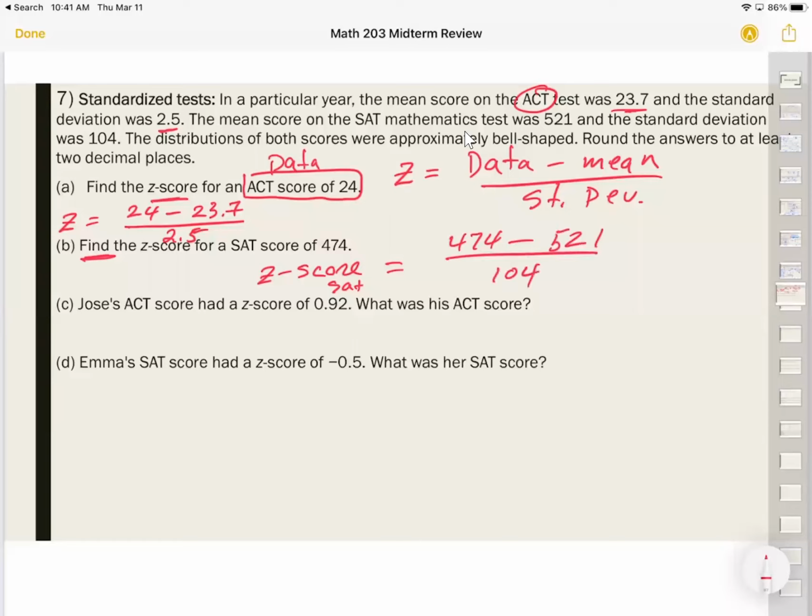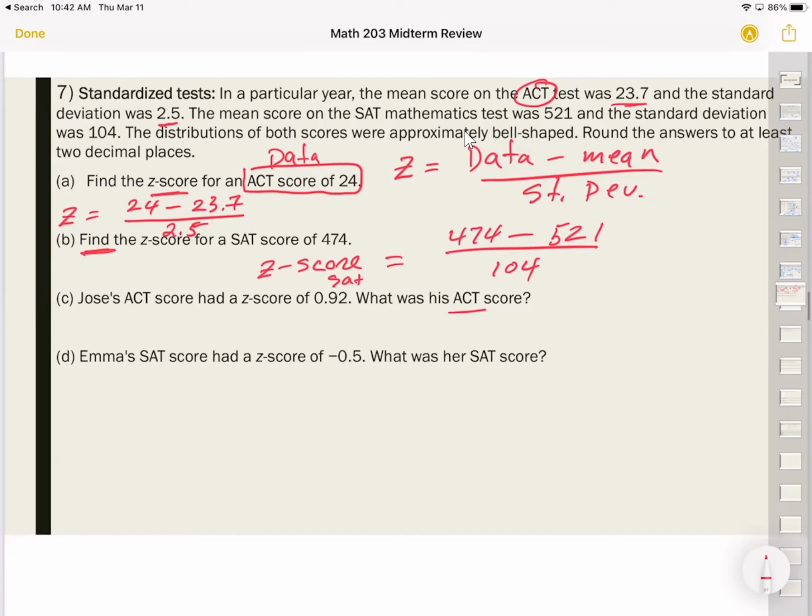You can see that this is a negative z-score because this student's score is below the average, which is why it's negative. And this is how you find a z-score: the data minus the mean.